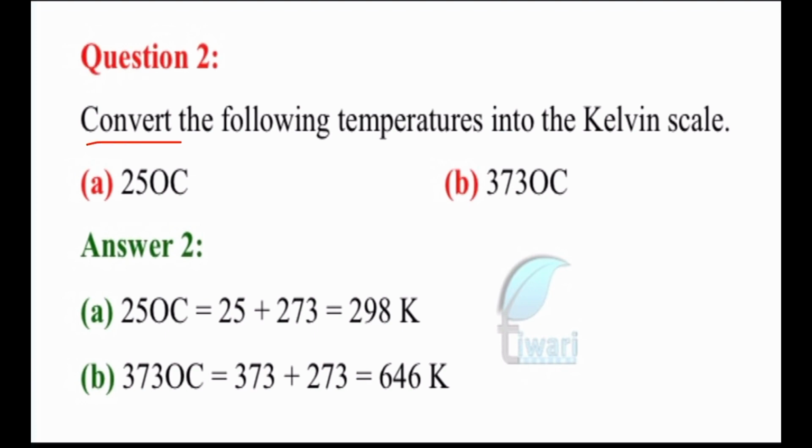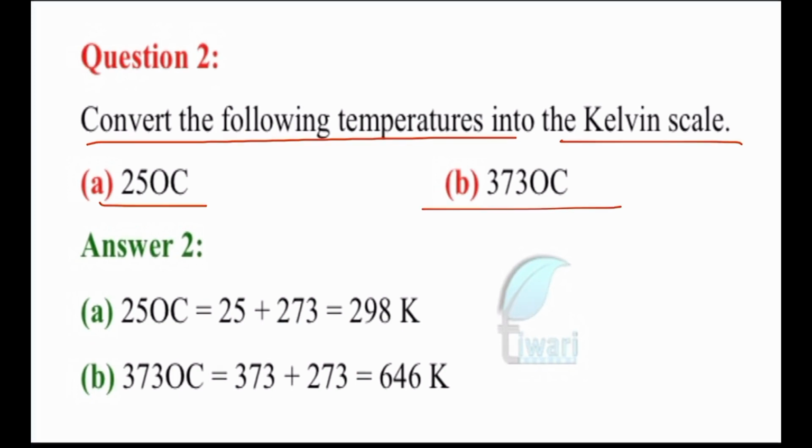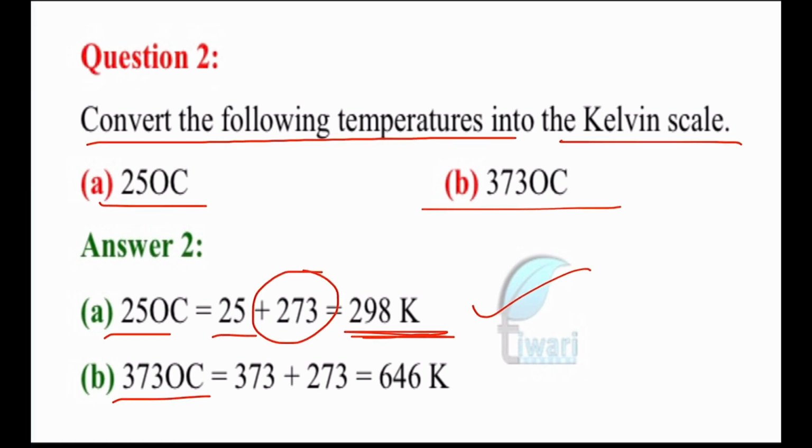So next is question number 2. Convert the following temperatures into the Kelvin scale. Now you have to convert Celsius into Kelvin. So instead of subtracting, we'll simply add 273. First is 25 degrees Celsius and second is 373 degrees Celsius. So 25 plus 273 equals 298 Kelvin, and 373 plus 273 equals 646 Kelvin.